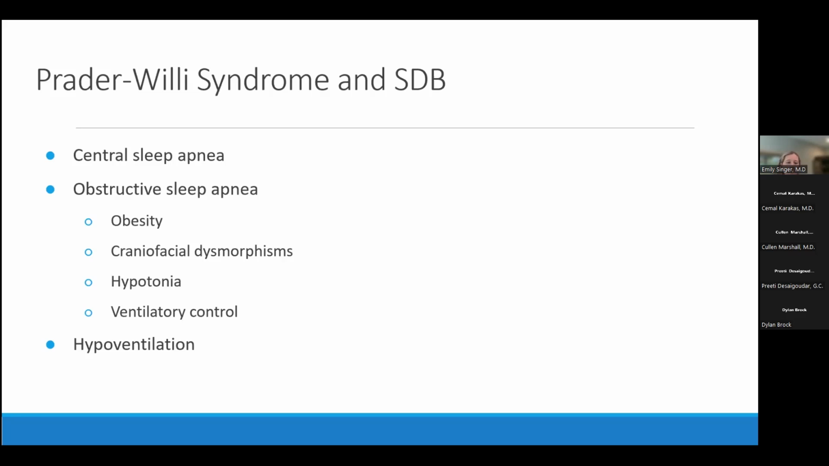And you can see the risk factors are shared with what Down syndrome kids have, with one additional thing being that kids with Prader-Willi have an abnormal ventilatory control. So they have this blunted response to hypoxemia. And then that can really lead to the nocturnal hypoventilation issue.